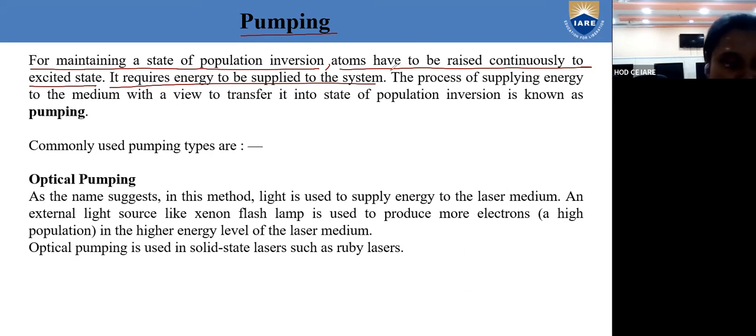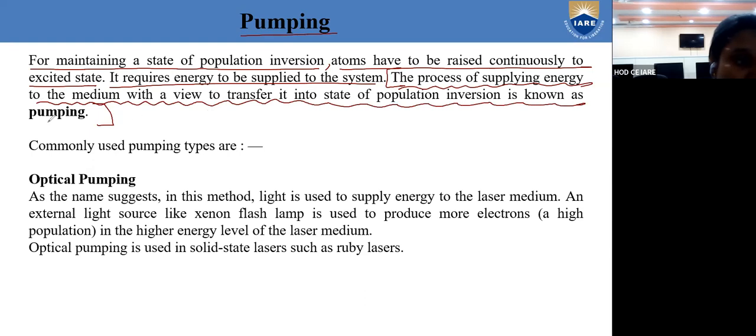So what is pumping here? Pumping is the process of supplying a suitable form of energy to a medium. Medium is material. In order to achieve population inversion is known as pumping, because we know that first the lower state population will be more than the higher state. But in order to make these atoms go up to the metastable state, we need to supply energy. And this process of supplying energy in order to achieve population inversion is nothing but pumping.